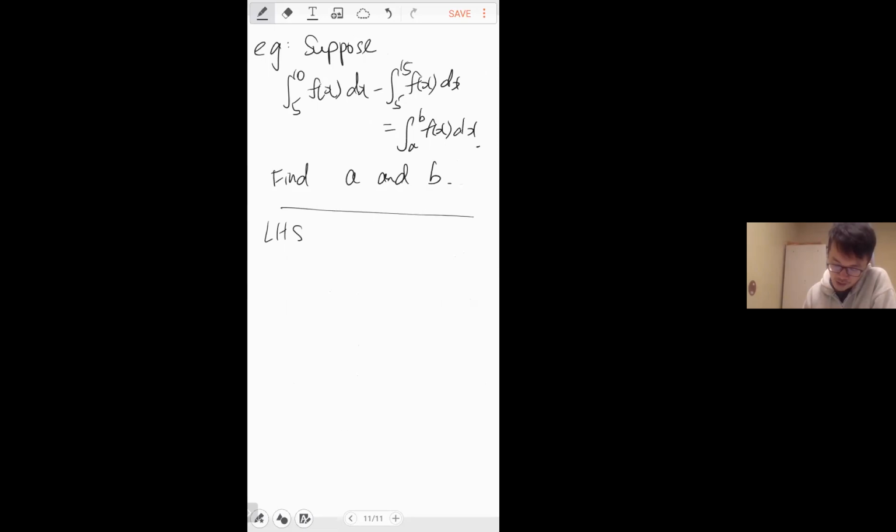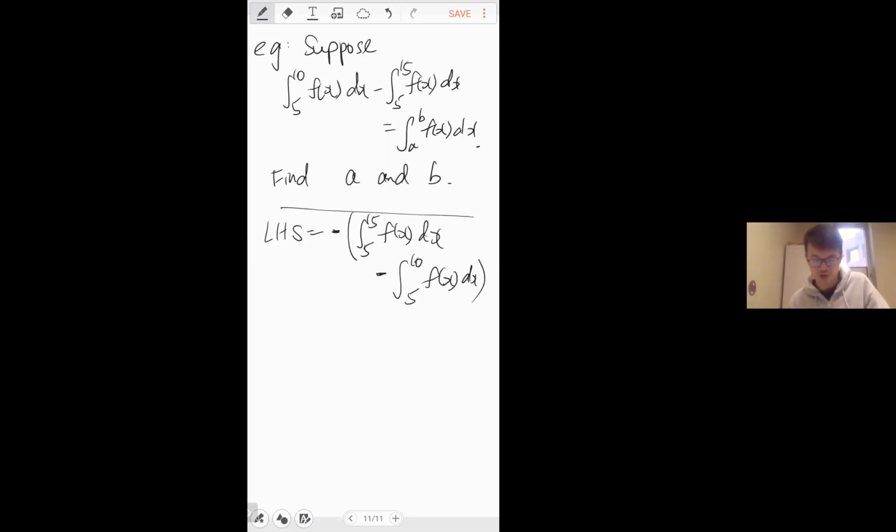Okay, so let's do something to the left-hand side. Let me pull out a minus first. If I pull out the minus, that means the second term becomes positive, and the first term becomes negative. So I'm switching the two terms, and then the second term becomes positive and the first term becomes negative. Is it okay? So this is my left-hand side.